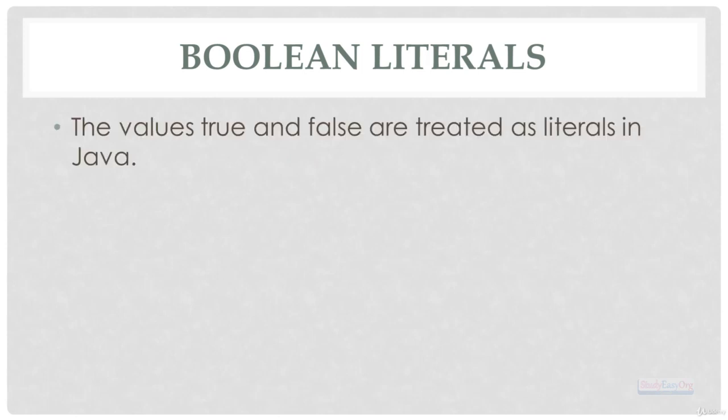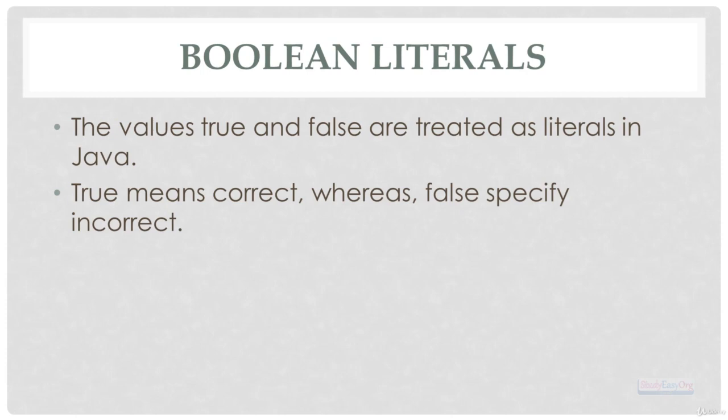Alright, finally we have the boolean literal. True and false are not keywords but literals. Whenever we wish to specify correct, we make use of the true literal. Whenever we would like to specify false, incorrect, we make use of the false literal. Alright, so here is an example. So these were a couple of small little concepts which are not hugely important but good to know information.